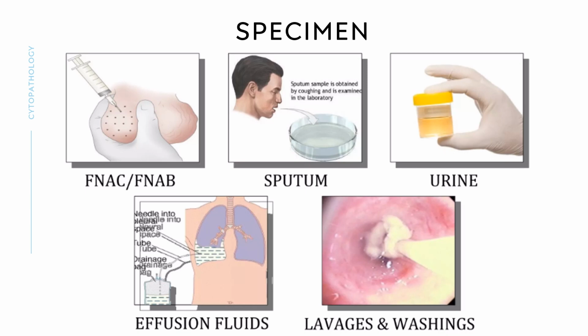So for the specimens used, we have different types of fluids. So we have the fine needle aspiration cytology or the FNAC, and then the fine needle aspiration biopsy or the FNAB. Usually you get this from your breast or the thyroid. Next we have the sputum, the urine, the effusion fluids. We have the pleural, pericardial, and the synovial fluids. And we also have the lavages and the washings.